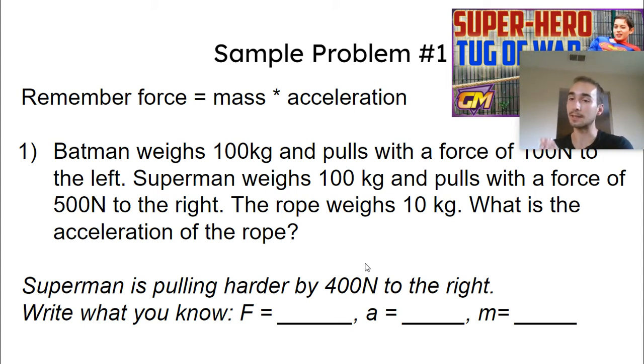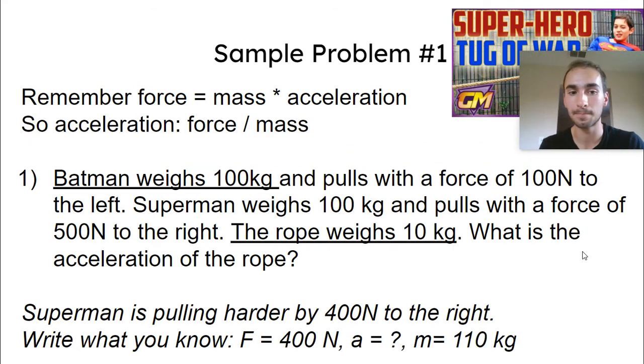So now that you know the rope is moving to the right by 400 newtons, I want you to write down what you know. Fill in the blanks for F, A, and M. And if you don't know what it is, put a question mark, but you should know 2 of the 3 of them. Okay? So remember, Superman is pulling harder by 400 newtons, so we know the force overall, the net force, is 400. We don't know the acceleration, because that's what I asked you to figure out. And we do know the mass.